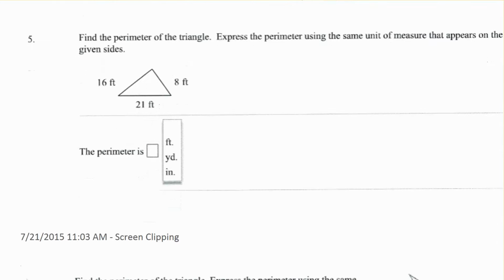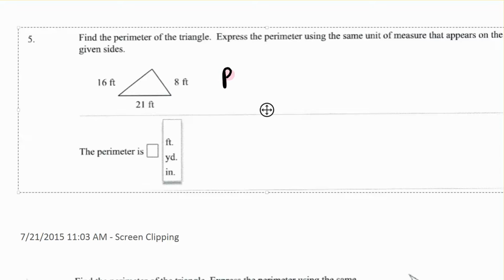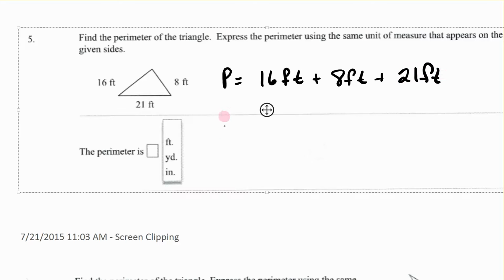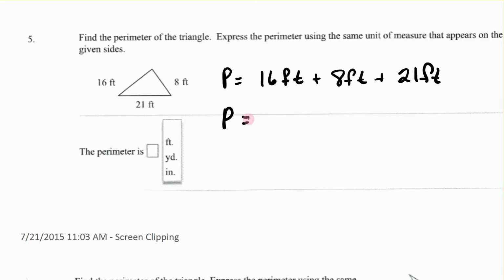Number 5. We're going to find the perimeter of a triangle. This is just any old triangle. It is not a right triangle. But the perimeter is 16 feet plus 8 feet, plus 21 feet. I add those up and I get 45 feet.